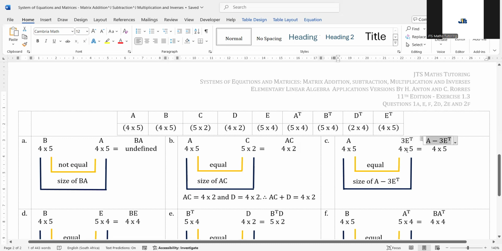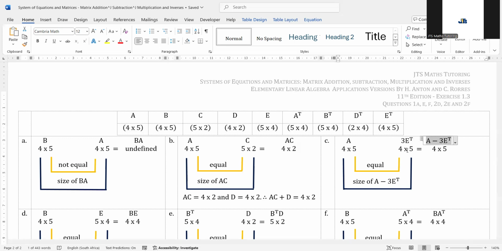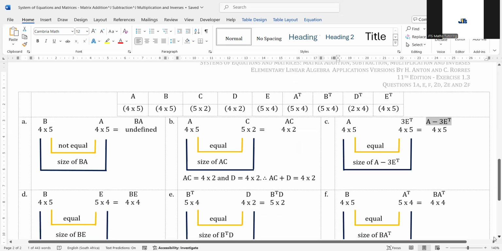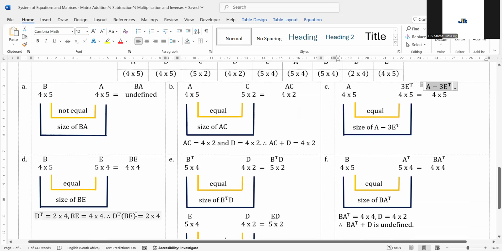And what is the rule of subtracting matrices? They must be of the same size. So it means A minus 3 E transpose is also going to be a 4x5. Okay, beautiful. Let's look at D here. This is what they want us to prove, or to show whether it is defined.